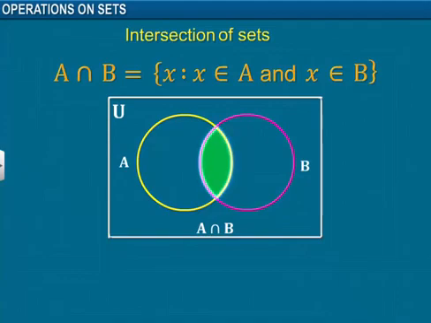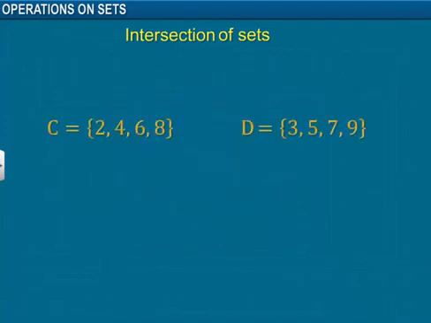Here is an interesting property of the intersection of sets. Let's consider two sets C and D. We can observe that there is no common element among the sets C and D. Therefore, C intersection D is a null set, and we can say sets C and D are disjoint sets. The Venn diagram representation of sets C and D is as shown.